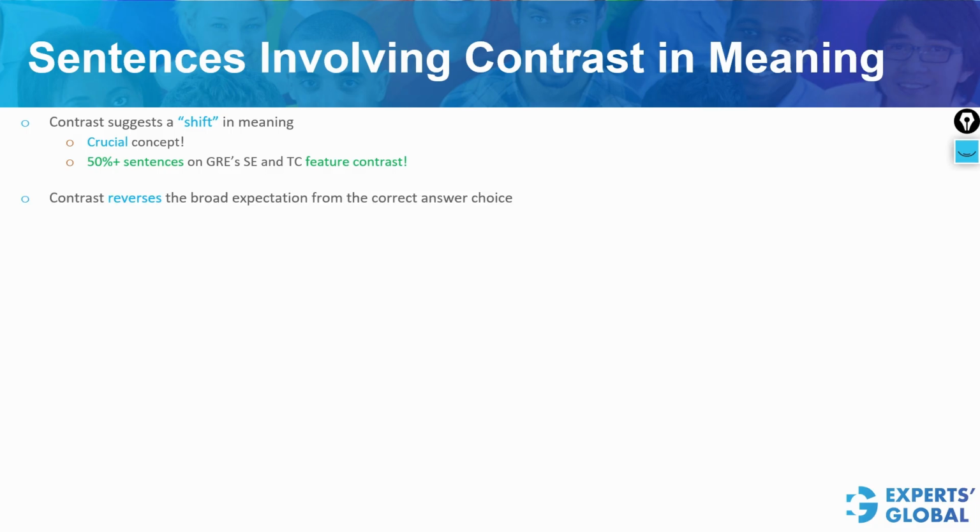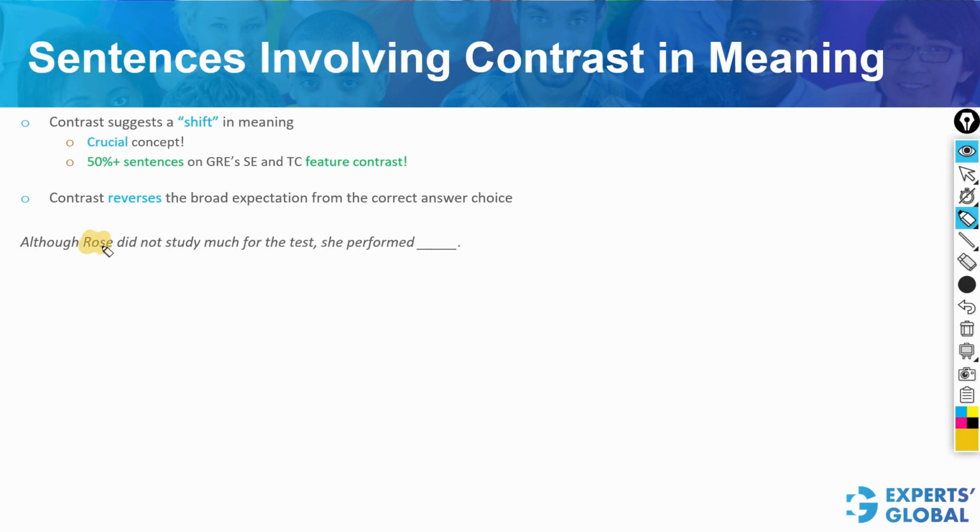Contrast reverses the broad expectation from the correct answer choice. Look at this example. Rose did not study much for the test, and therefore she is likely to perform badly. However, because of this contrast here, although our expectation from the correct answer choice for this blank is going to be just the opposite. The expectation is going to be something along the lines of, well, although she did not study much, she performed well.